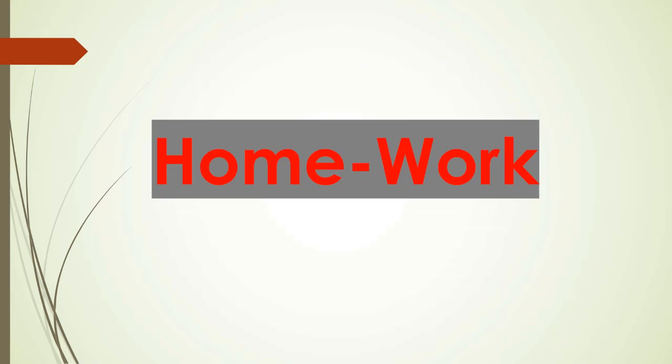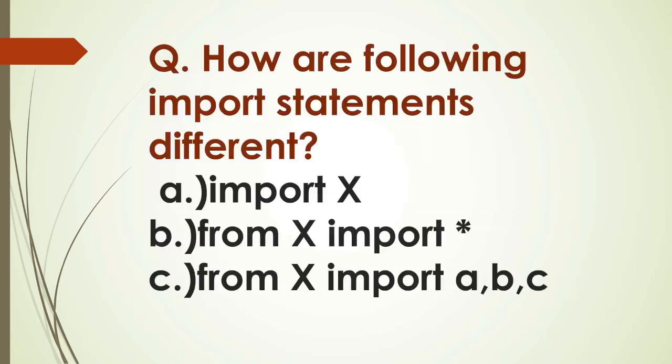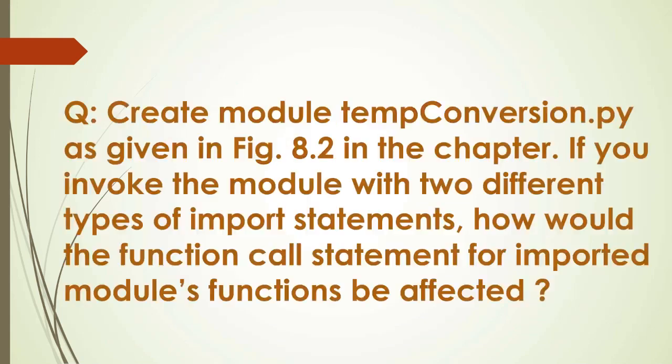So with the help of these programs, you are able to import the file. So the homework is, there are 2 questions. First one is, how are the following import statements different? That is, import x, from x import star, from x import a b c. In part A, x is the object, and in part C, a b c are the objects, and this x is the name of the file. And the second one is also here.